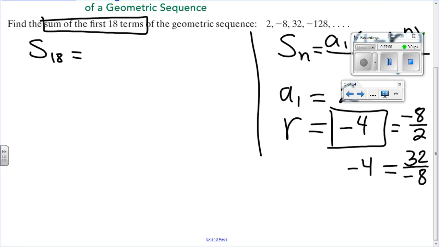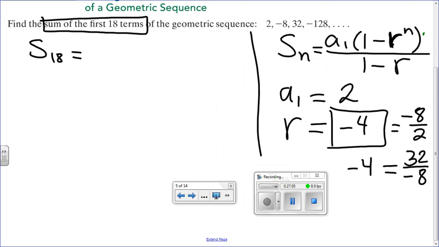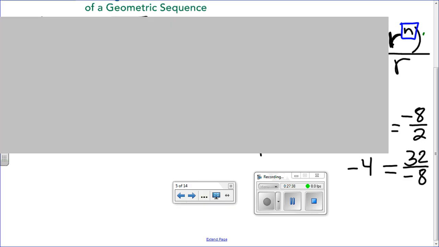Now we're going to move on here, substitute our terms and use the formula. So we need the first term. First term, that is 2. Thank you. And then we're going to need 1 minus the common ratio, which was negative 4. Now, to what exponent do I need that common ratio to be? 18. 17. No, actually, I see n.